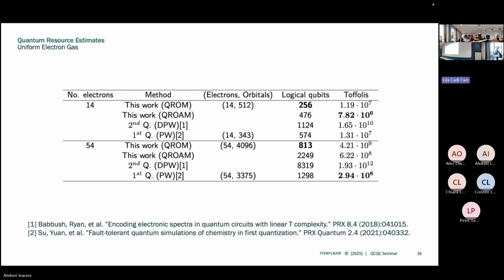And again, when we compare to second quantization, it's literally just a change of the formalism. Many algorithmic primitives are very similar. And then for larger systems, we can see that the number of logical qubits is lower than before, and as compared to second quantization, it's an order of magnitude. But the number of Toffoli gates will be lower in the previous algorithm.